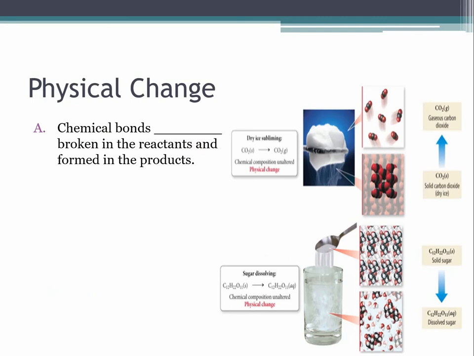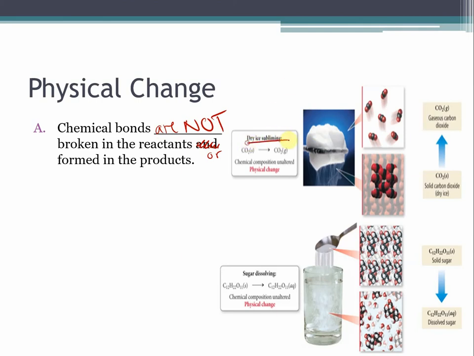Physical changes go right in hand with that. They're changes that don't require you to break chemical bonds. Chemical bonds are not broken in the reactants, and this should say or, they are not broken in the reactants or formed in the products, because breaking those bonds would involve changing chemical identities, which we just don't.